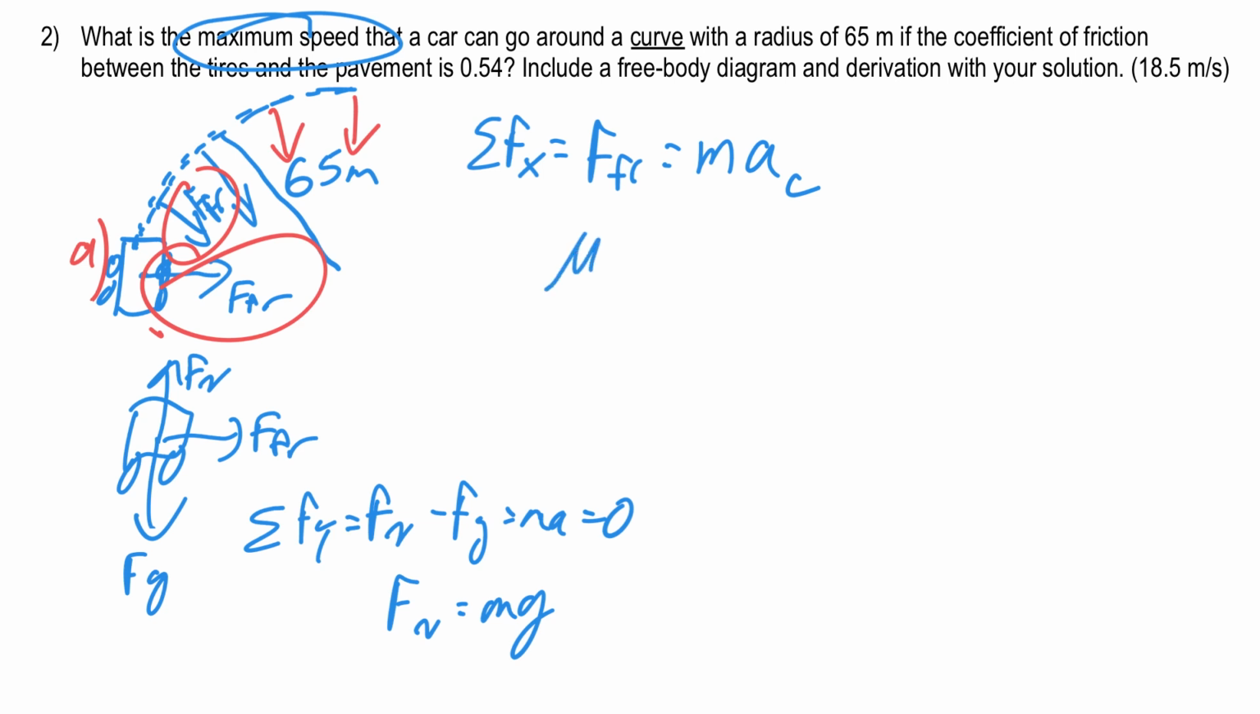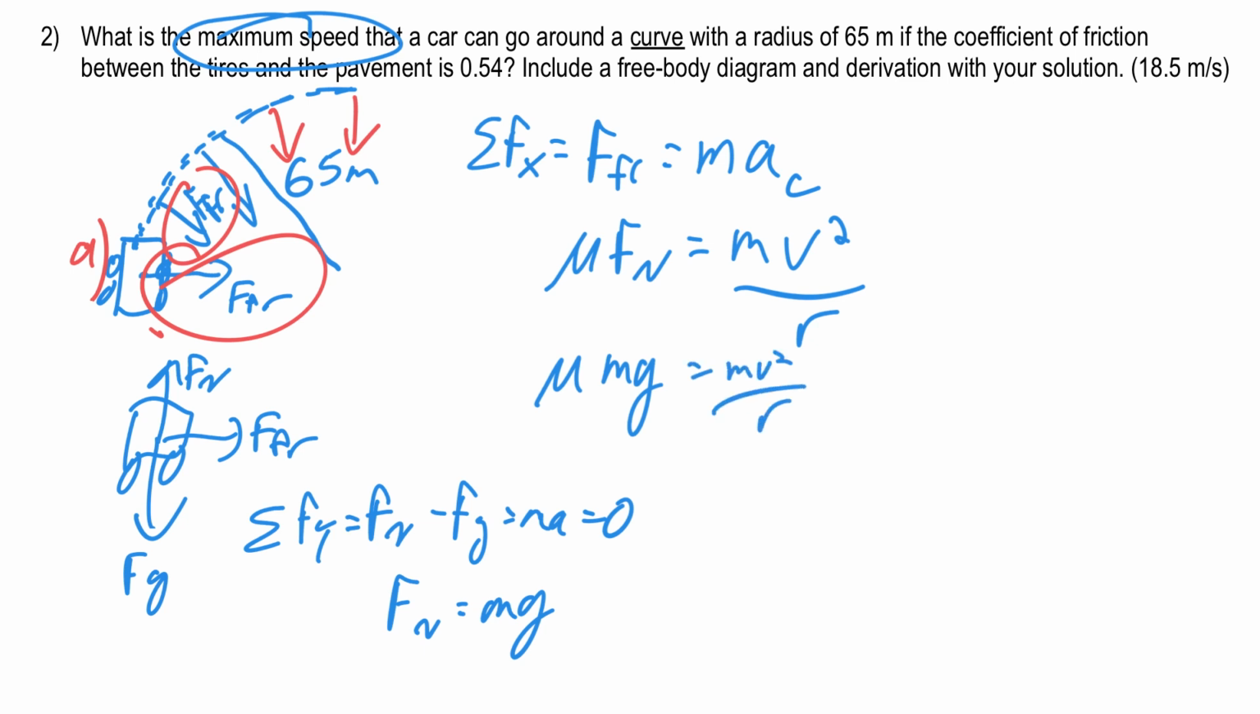So friction is mu times normal, and a_c is v squared over r. Now again, on this flat surface, Fn is going to simply be mg. That equals mv squared over r. Notice what happens, our masses cancel. So in fact, mass is irrelevant here.